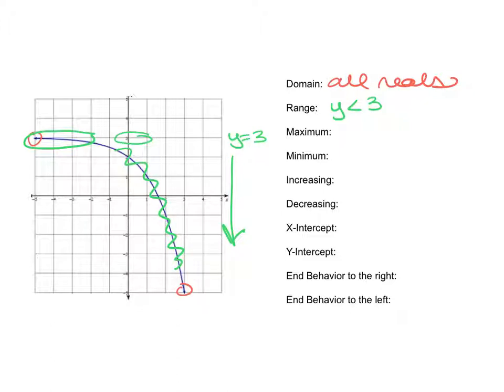For the maximum here, we're going to say that there isn't one, because we don't know the highest y value. We're just going to keep getting higher and higher. And then the lowest y value, we don't know. So there is no minimum. Again, say none. Don't say 0.